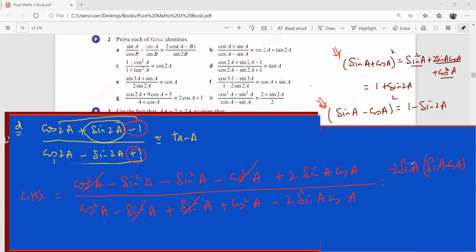This is going to be, let me change this color. Yeah, this is over. And you have minus 2 cos A common from here, and this is going to be sine A minus cos A. These cancel, and you have tan A. It was the same, by the way. The first method was better.